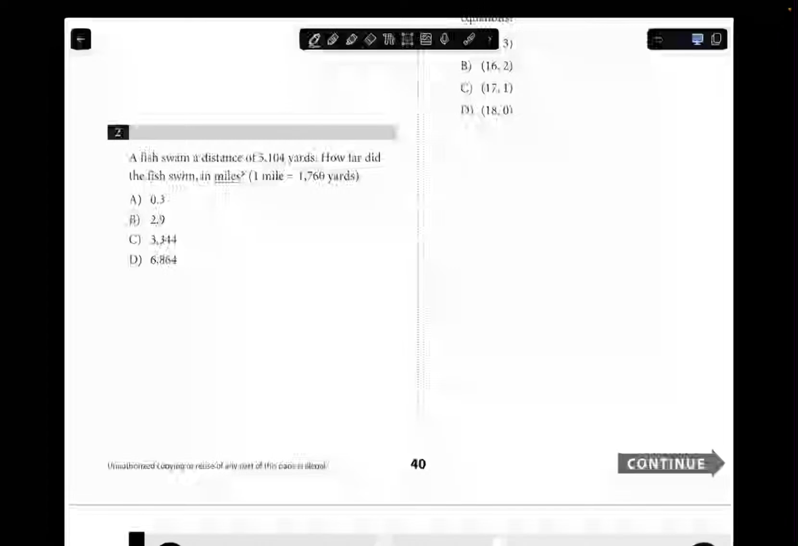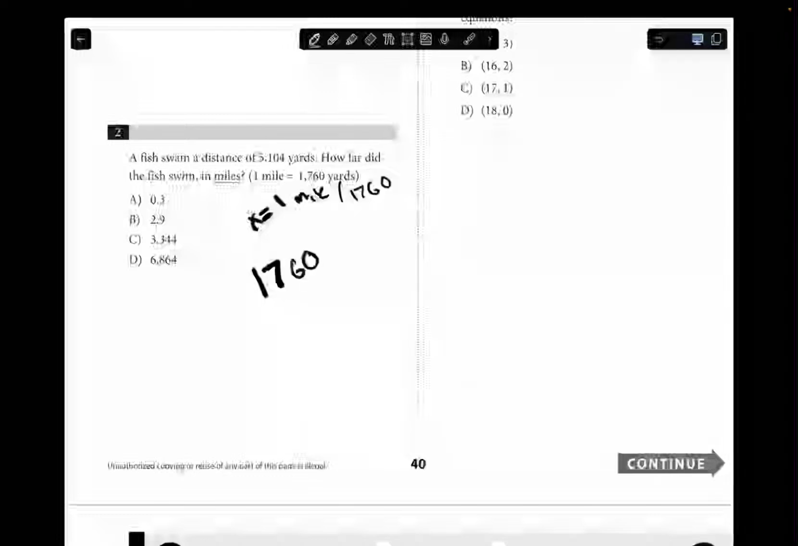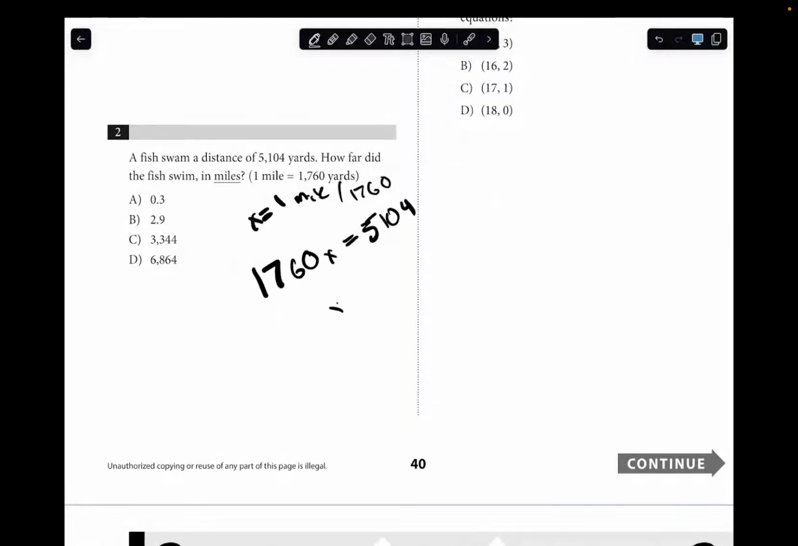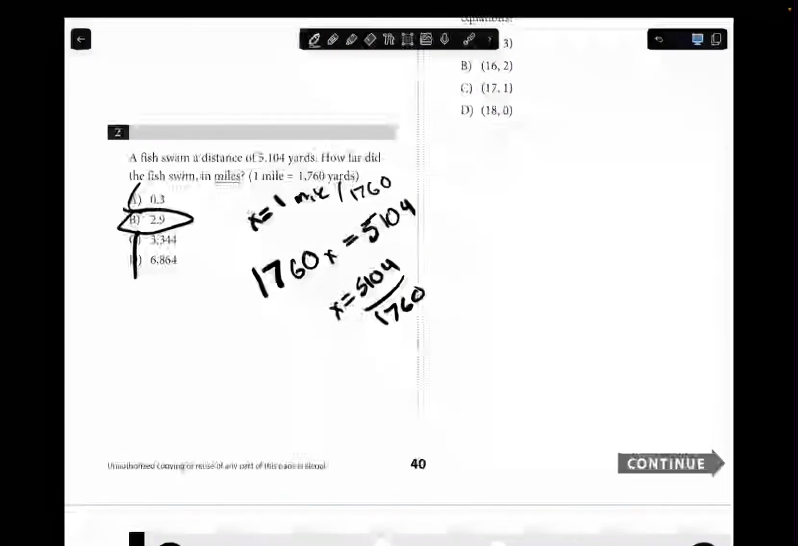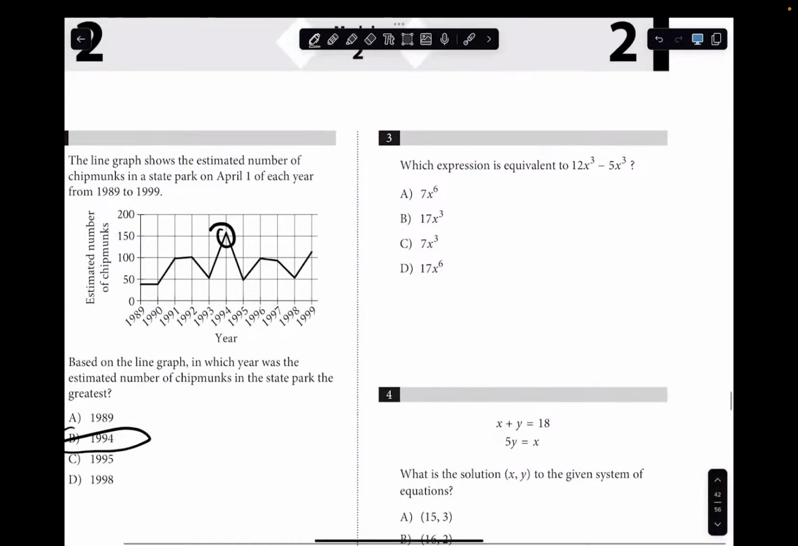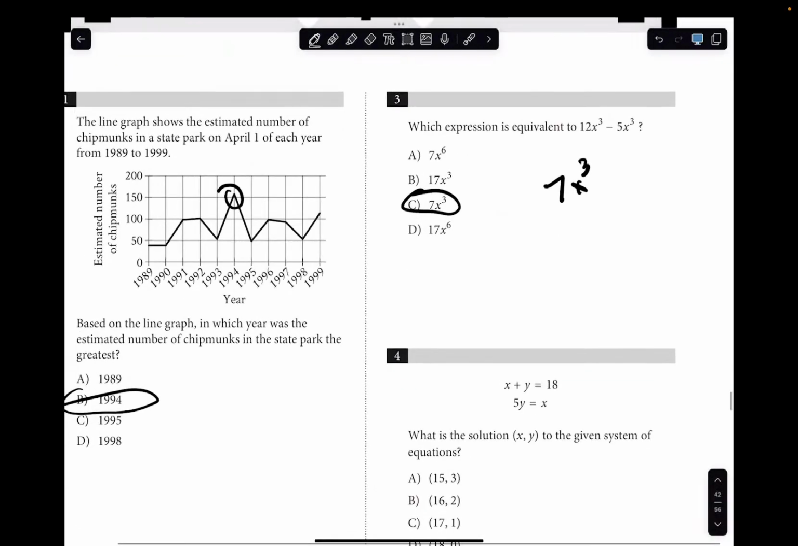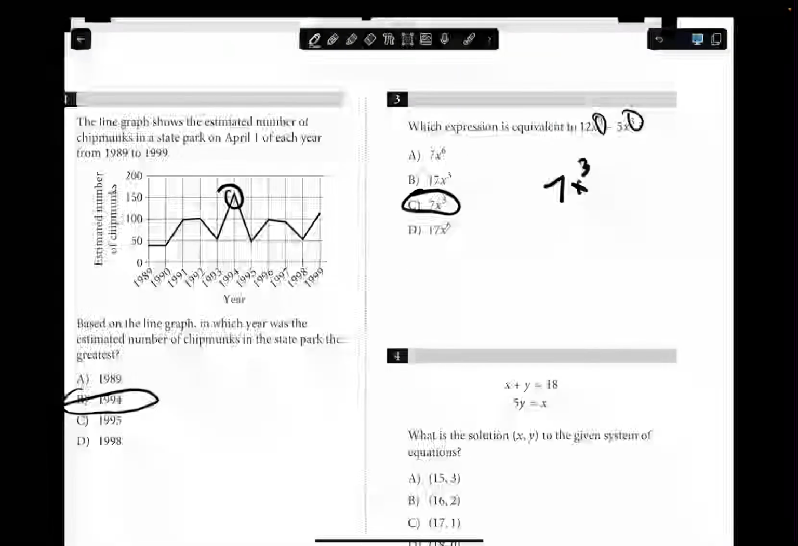So if we say x of 1 is 1 mile, or 1760 yards, we can just rewrite this expression as 1760x equals 5104, right? So x equals 5104 over 1760. Definitely not that, so it's got to be that, right? Pretty easy mental math. Which expression is equivalent to 12x cubed minus 5x cubed? That would be 7x cubed, right? Everybody knows how to do that, because the expressions are the same. If they were different, that would be a different story.